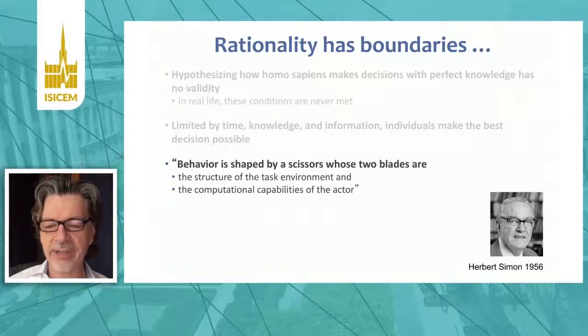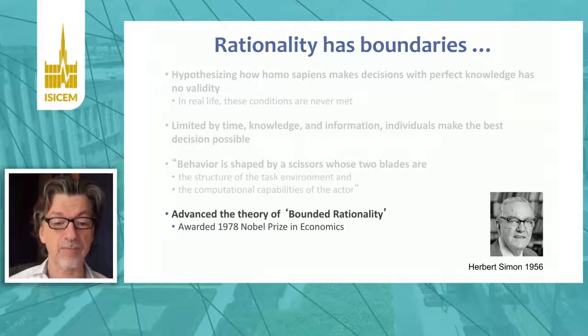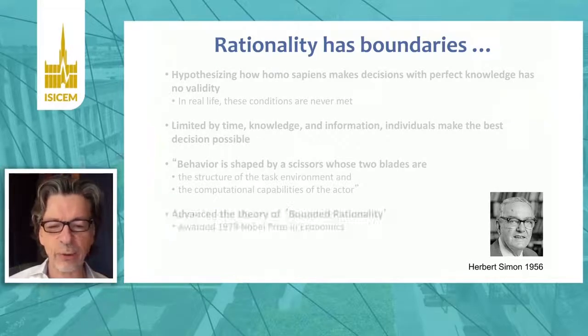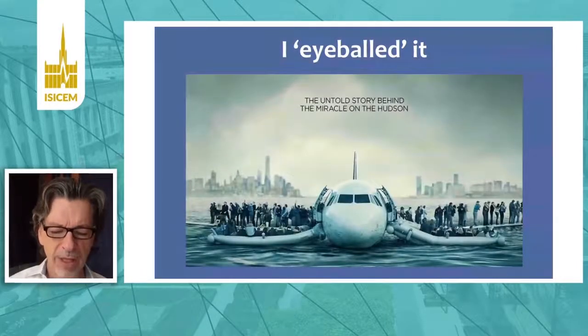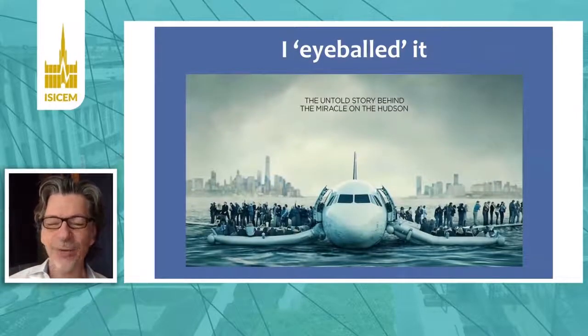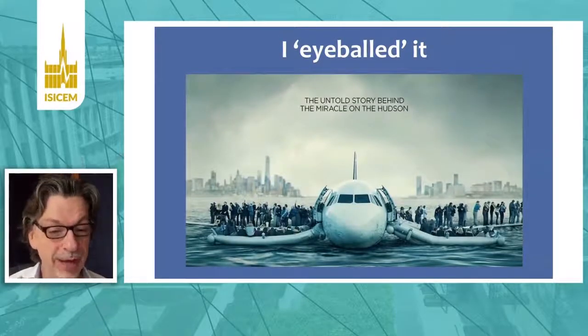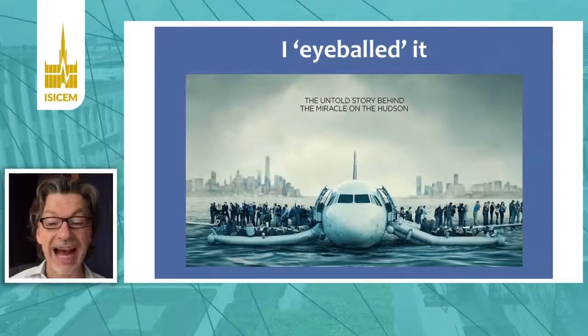In fact, the Nobel Prize winner Herbert Simon said, behavior is shaped like scissors whose two blades are the structure of the task environment and the computational capabilities of the actor, in this case, the doctor. And that actually led to bounded rationality, which got the 1978 Nobel Prize in economics. Let me boil it down to this. What we end up doing, because we don't have perfect knowledge, is we eyeball it.